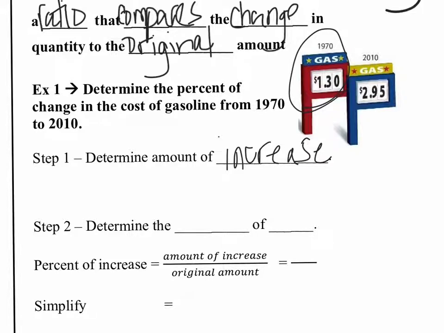What is the difference? What is the change from the gas price in 2010, $2.95, and the gas price in 1970, which was $1.30? When you subtract, you get the difference. That is the change. The difference, or the change, is $1.65.